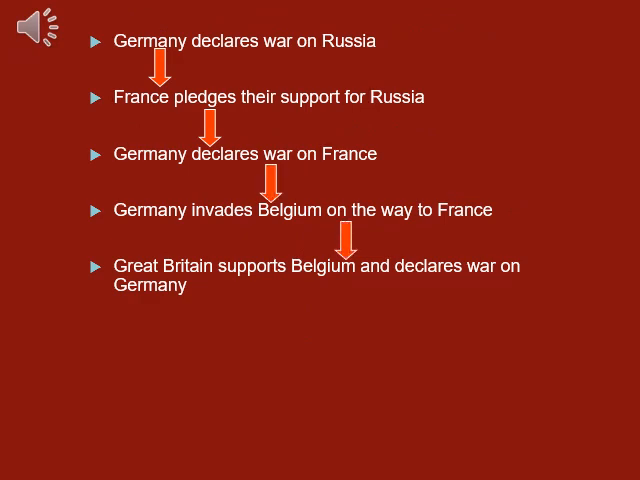Quickly, this leads to Germany declaring war on Russia in support of Austria-Hungary. France pledges their support for Russia, which causes Germany to declare war on France. Germany invades Belgium on the way to France, and Great Britain, who is an ally of Belgium, supports Belgium and declares war on Germany.